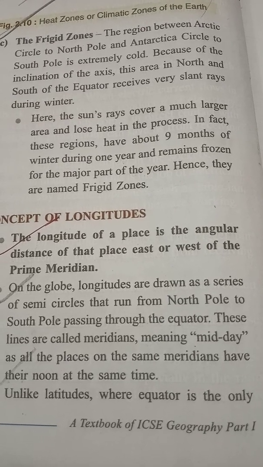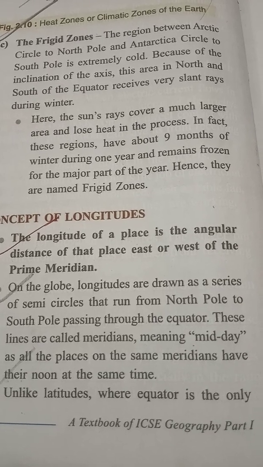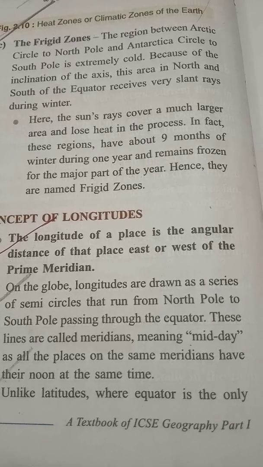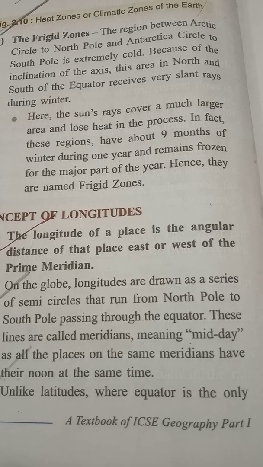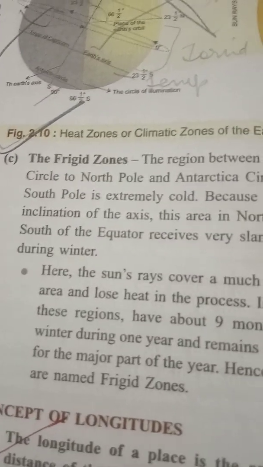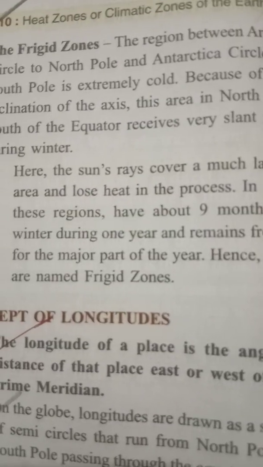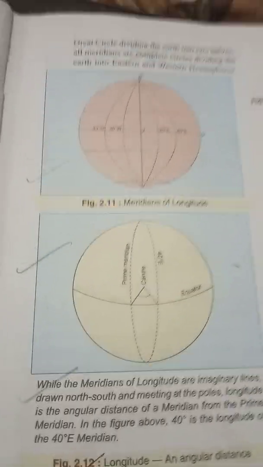Now what is a meridian? It means midday. Why? Because all the places on the same meridian have their noon at the same time. And unlike the latitude, where the equator is the only great circle dividing the earth into two halves, all meridians are complete circles, which divide the earth into eastern and western hemispheres. The diagrams I have also sent you across. I hope you have practiced them, learnt them.